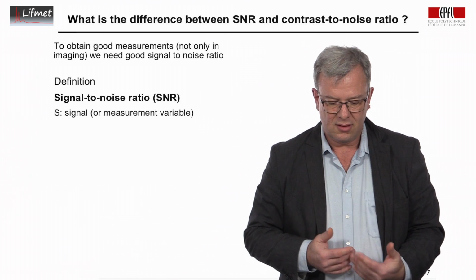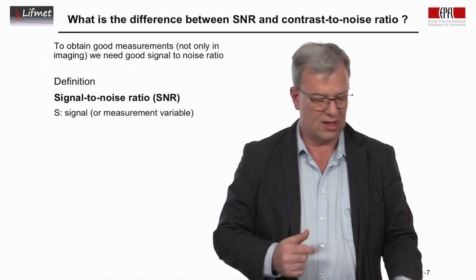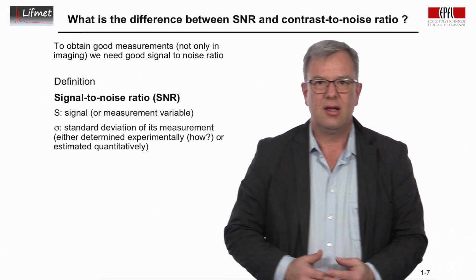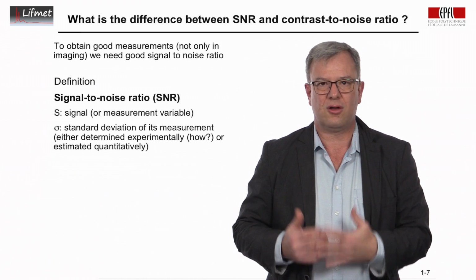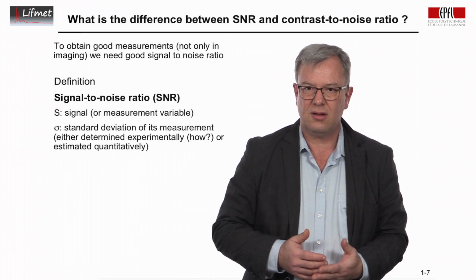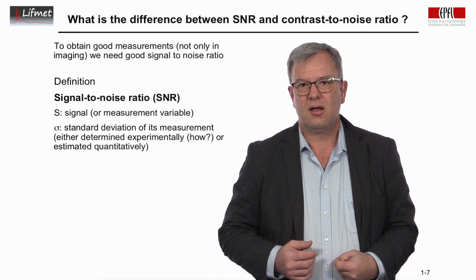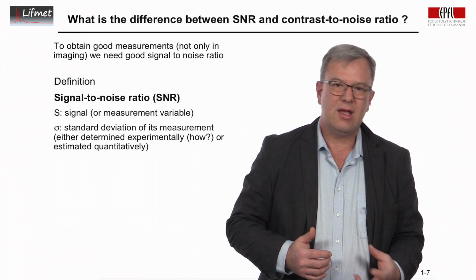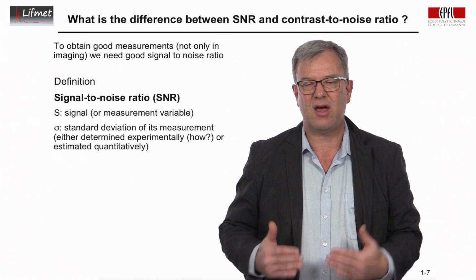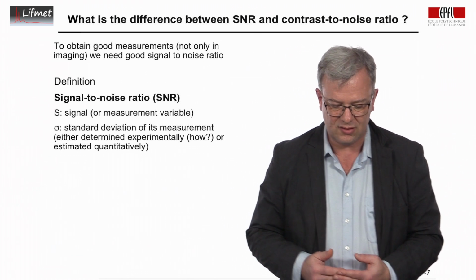Let's look at the signal, or the measurement variable. Sometimes it's not the direct signal that we've imaged, but it is a variable that's derived from the image. And we'll consider the standard deviation of its measurement. Standard deviation of the measurement of this signal or the measurement variable means typically it's the variation that's determined experimentally. Now, how can we do that? The experimental determination. So one way is to repeat the measurement many times and to see how much the same measurement varies over time. This gives us an indication of the variance and therefore of sigma, the standard deviation.